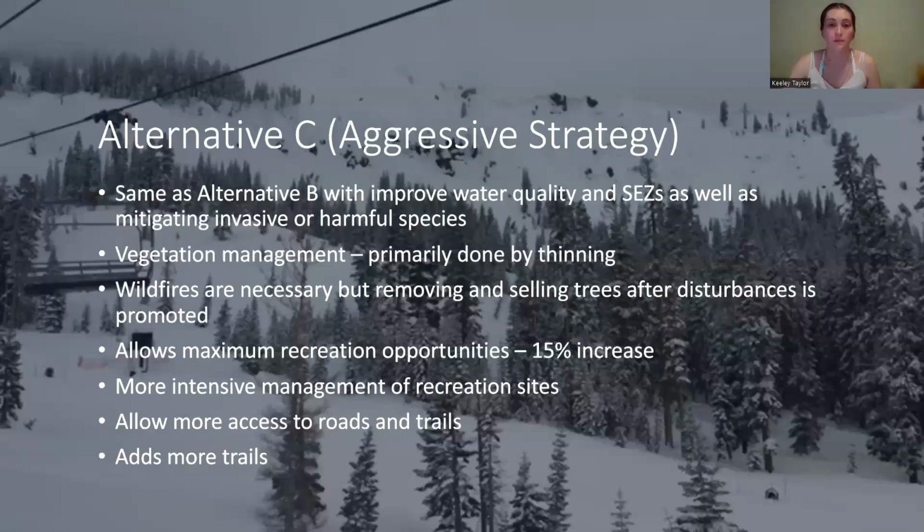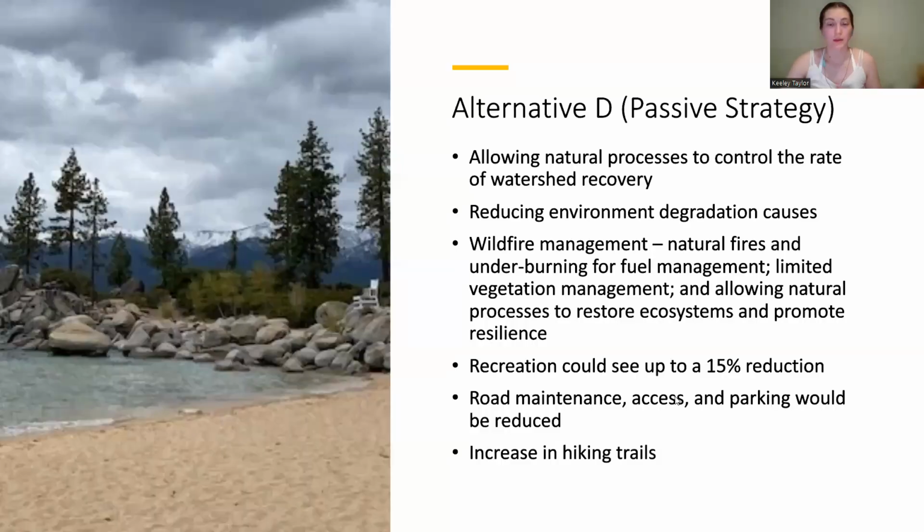And then continuing on just maintaining the road and trail management. So going into our alternative C, which is more of our aggressive strategy, it's very similar. It wants to improve water quality in the SEZs, as well as mitigating these invasive and harmful species. The vegetation management will primarily just be done by thinning trees and forests. With wildfires, they are necessary, but it is confirmed that they will remove and sell dead and dying trees after these disturbances, allowing the maximum recreation opportunities of a 15% increase within these 15 years. More intensive management through recreation, roads, trails, all that shebang.